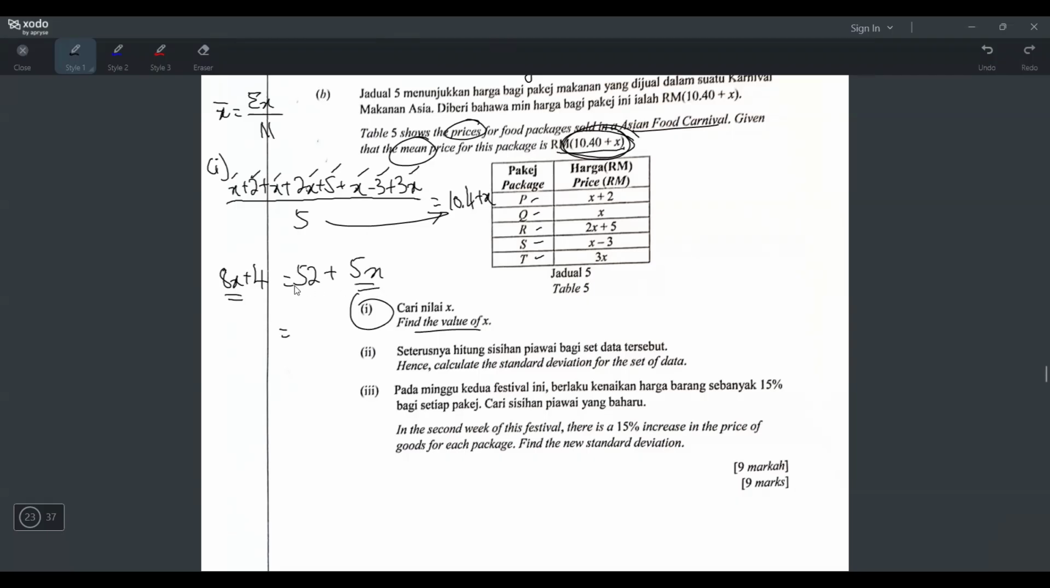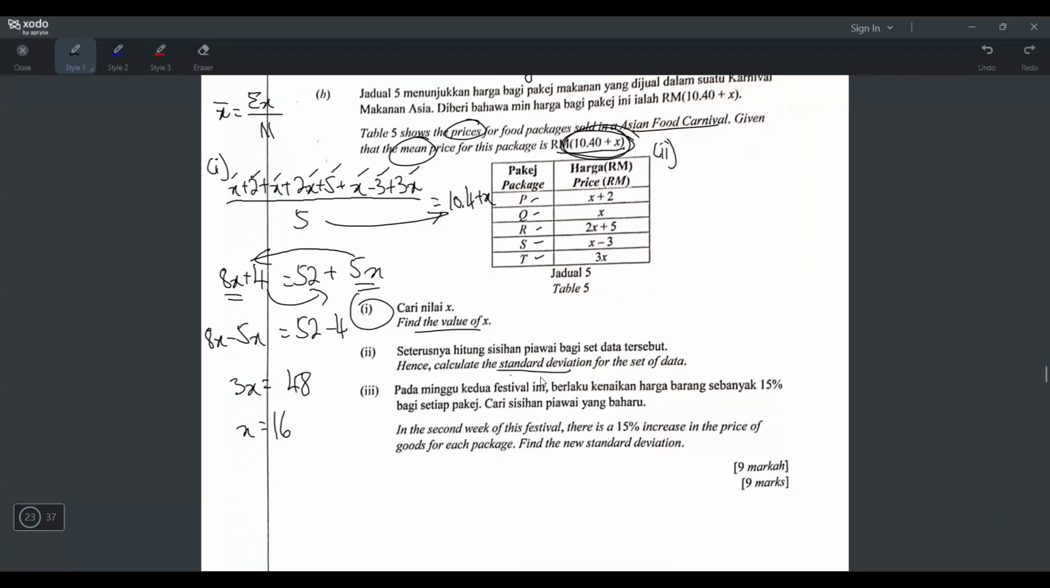Now how to find x? x can only be combined with x, so you put them on the same side. So 8x plus 5x, move it here, becomes minus. And then 52 is already here, so it just stays. And then the 4 moves over and becomes minus. So here you end up with 3x, here you end up with 48. So x is equal to 16. Okay, so that's your x answer. So number 1 is finished.